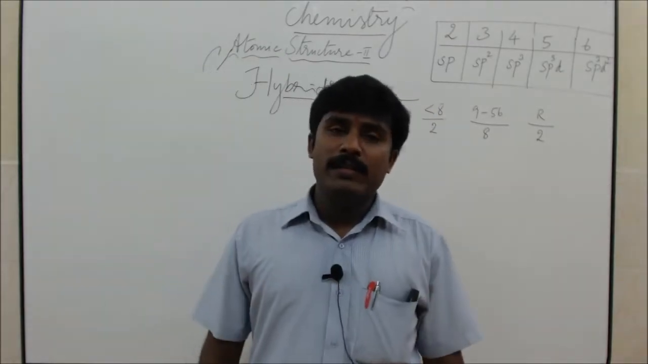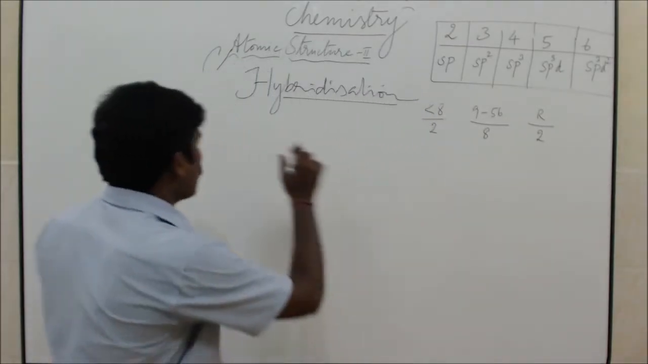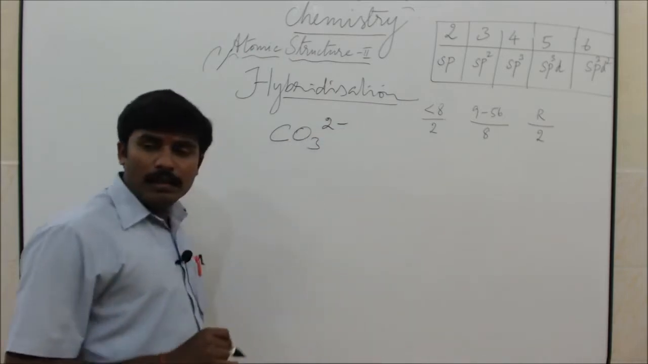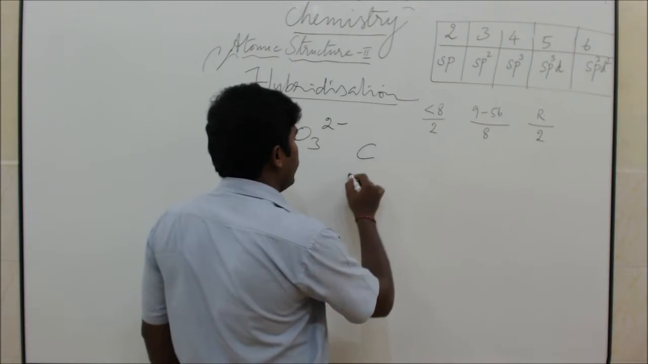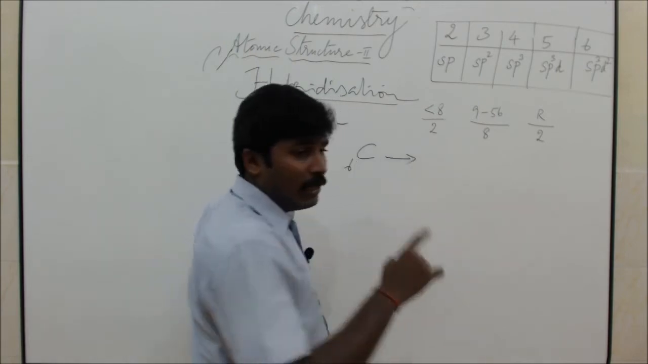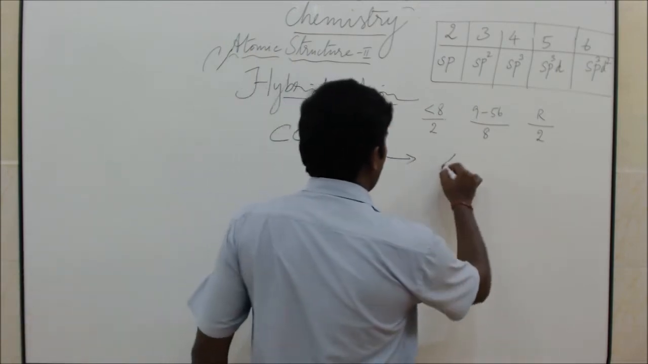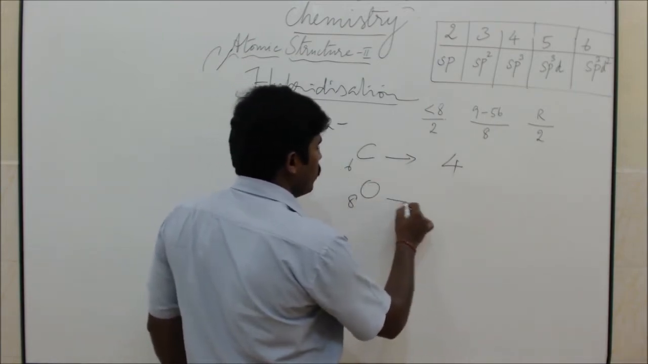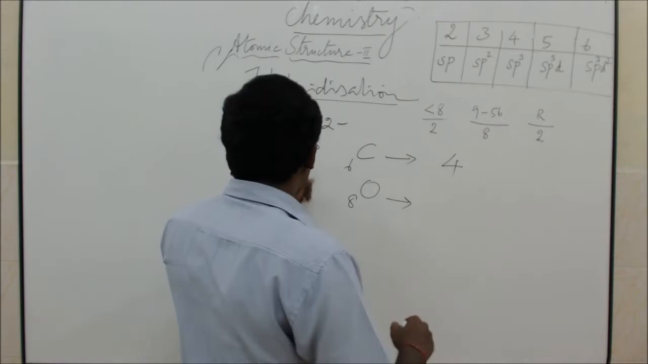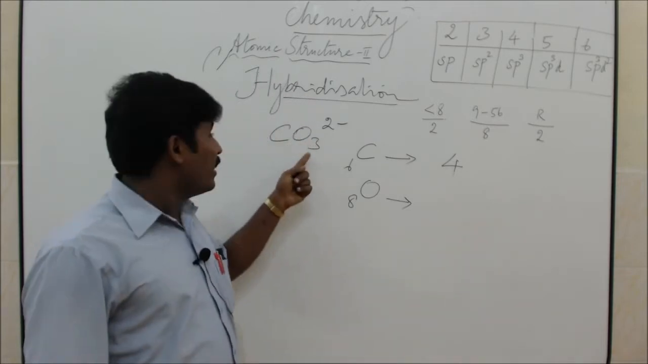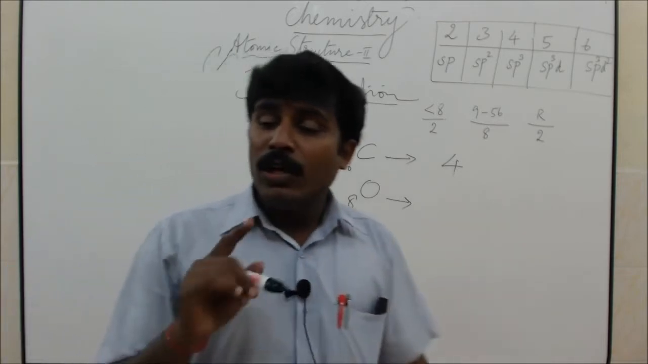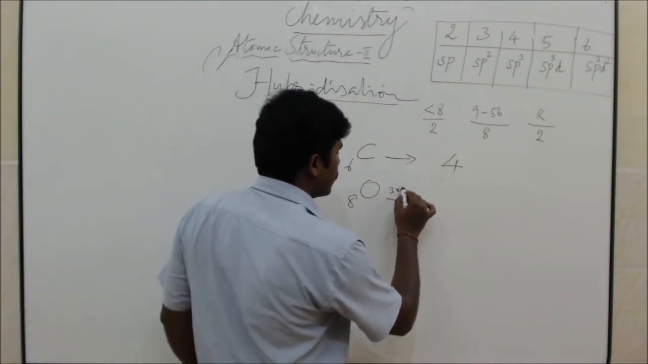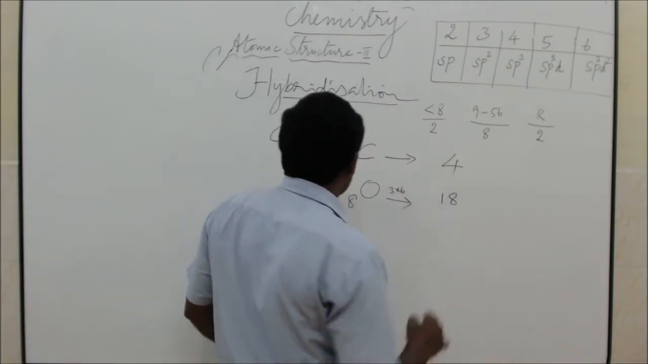Okay, the next one is CO3 2 minus, carbonate ion. Now C means atomic number 6. Valence electron 2, 4. So 4. Now oxygen atomic number is 8. So 2, 6. 1 oxygen means 6 electrons. How many oxygens are present here? 3. So what to do? 3 into 6. How many electrons? 18 electrons.